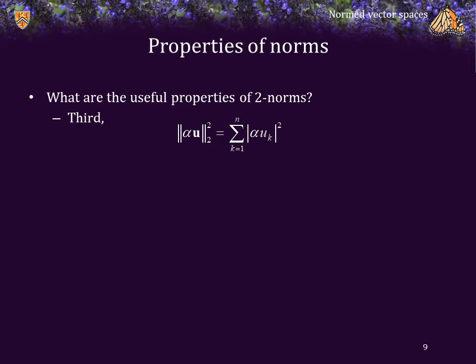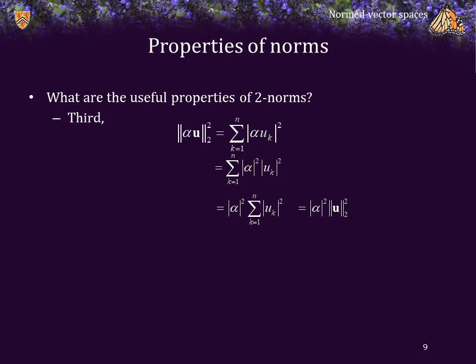But wait a second. Alpha times u sub k is the product of 2 real or complex numbers, and in either case, the absolute value of a product is the product of the absolute values. So now we have a sum where every single term in that sum has a common factor. So let's bring the absolute value of alpha all squared out of the sum. Oh, wait a second. The sum that remains is just the 2 norm of u all squared.